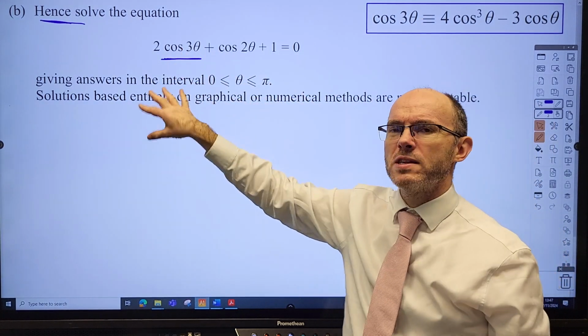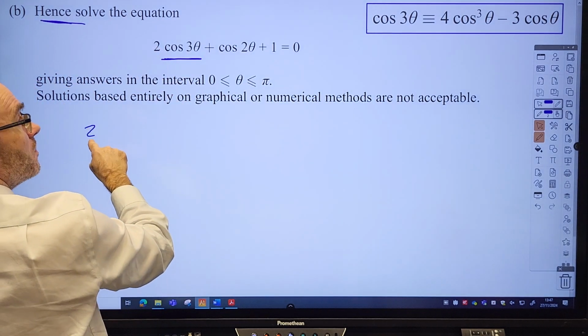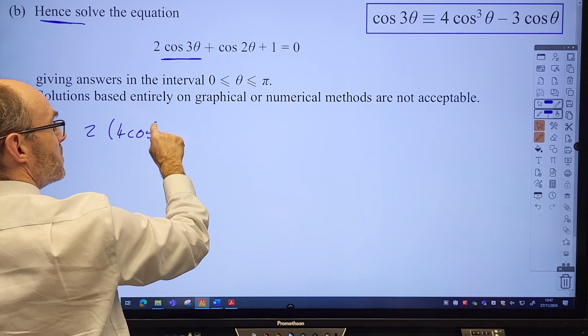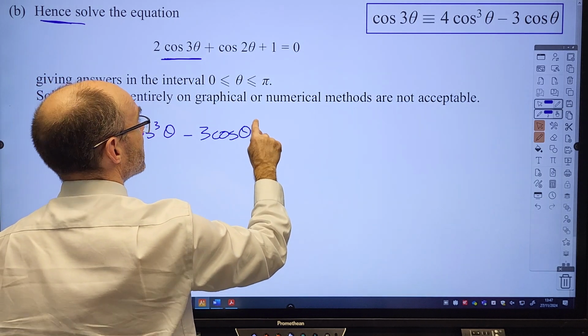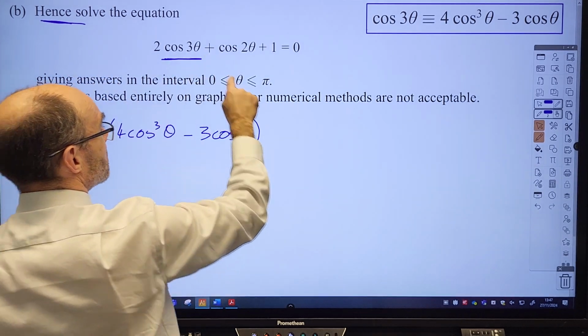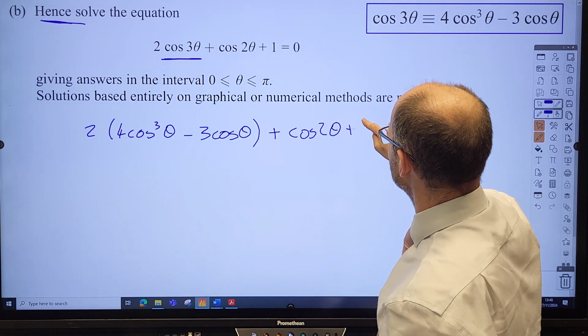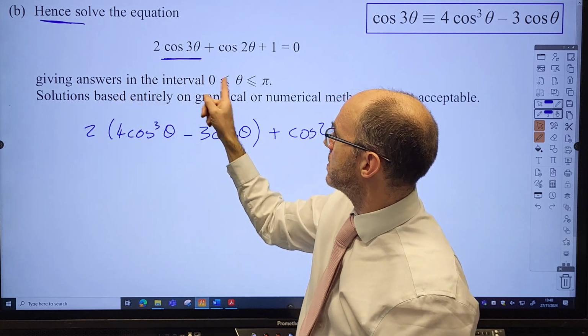So without even reading the rest of the question, let's just do that now, shall we? So 2 multiplied by all of that. 4 cos cubed theta minus 3 cos theta. Right, that's that done. And then so we've got plus cos 2 theta plus 1 equals 0. What's it asking to do? Solve this equation given answers in this interval.